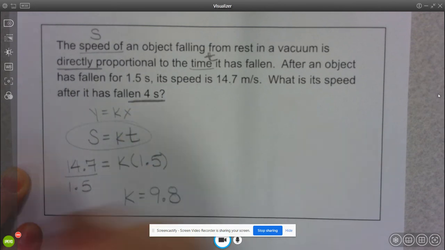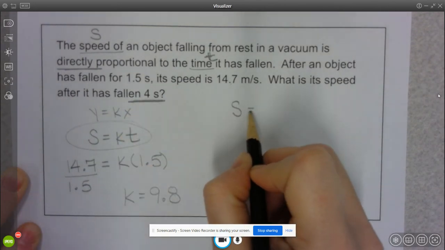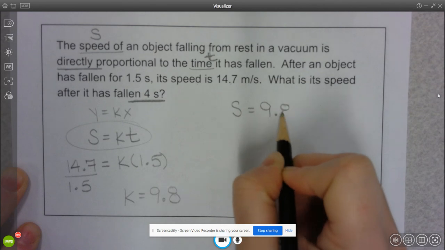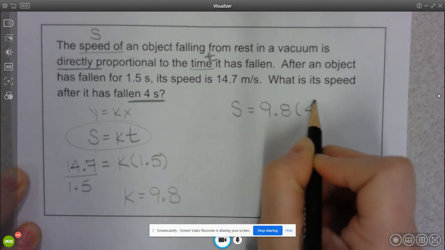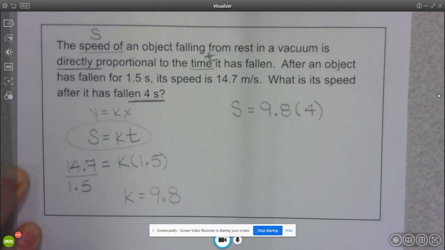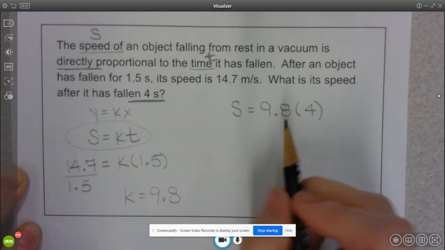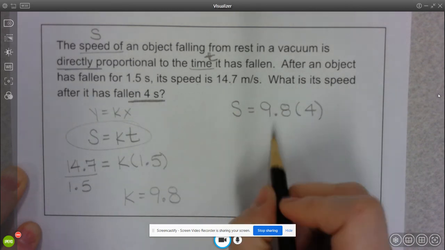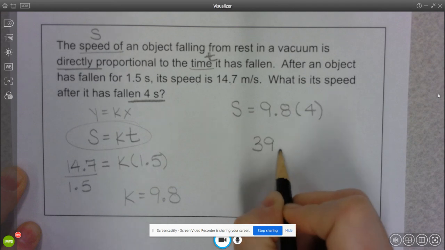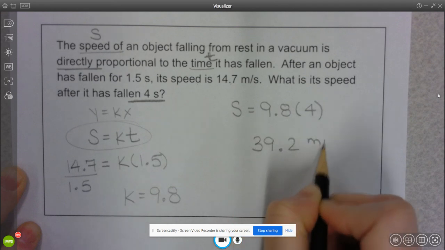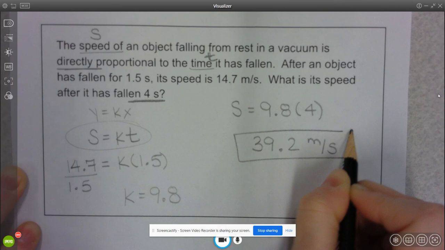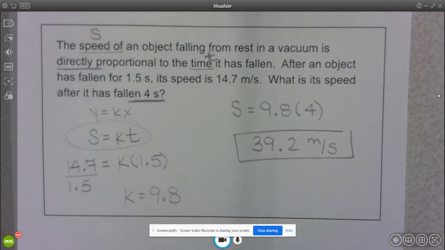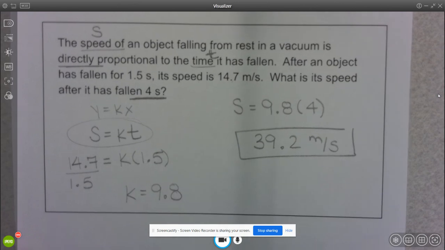Then they want me to find the speed after 4 seconds. So then I'm going to do 9.8 times 4, which tells me if an object has fallen for 4 seconds, its speed would be 39.2 meters per second.